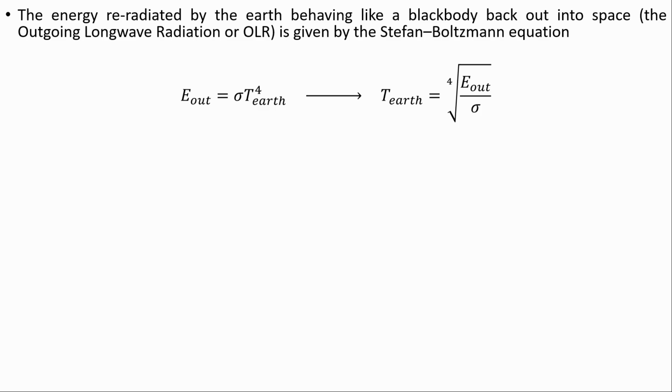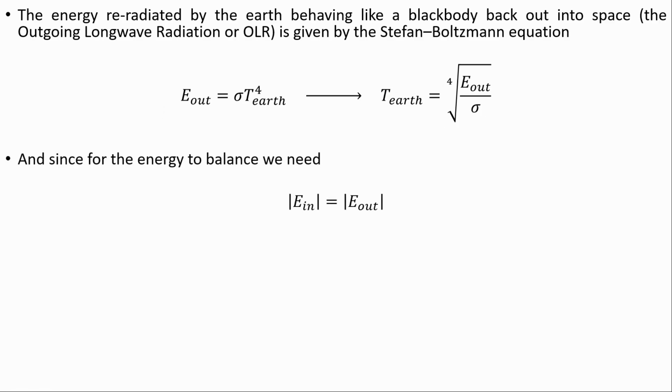So remember, our radiation balance means that the E in must be equal to the E out. And so we want to find out what the temperature of that E out is. So we use the Stefan-Boltzmann equation that looks like this. Then we just rearrange it so that we can solve for the temperature. Because, remember, if we are in energy balance, then the energy coming in has to be equal to the energy going out. And that means the energy going out would also have to be 240 watts per square meter.